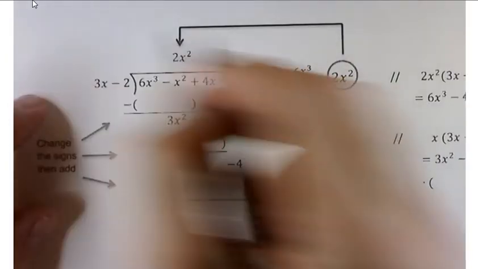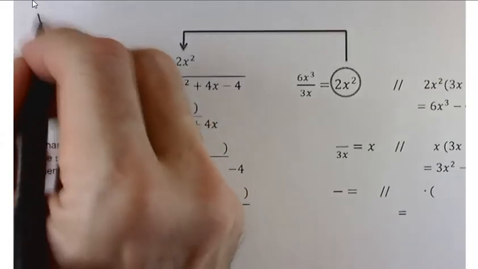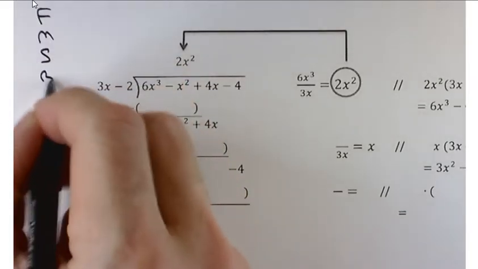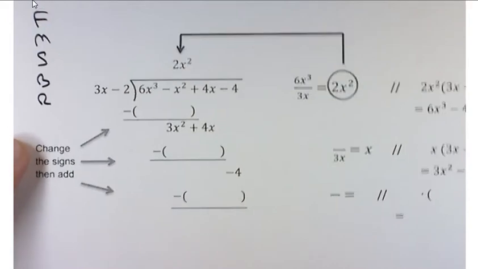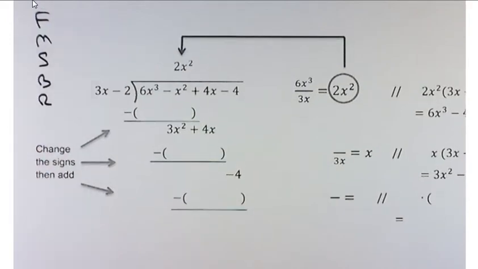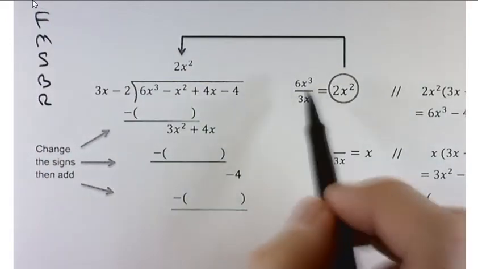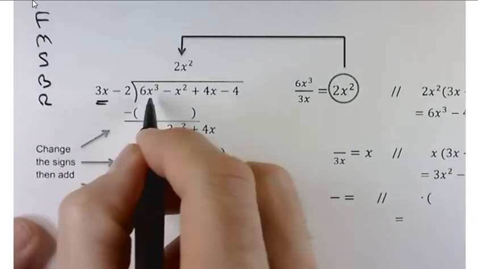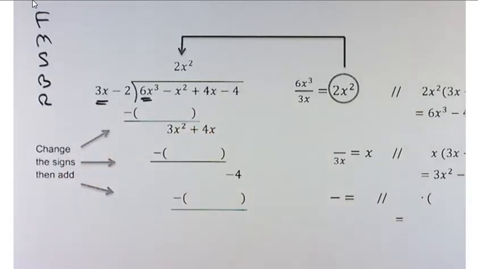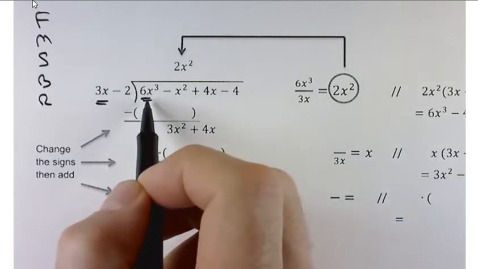Back to our same bunch of steps here. Father, mother, sister, brother, and then repeat. So the first thing to do is to figure out what you're going to multiply by. I helped you out on that one. You're going to compare the 3x and the 6x cubed. What do you multiply 3x by to get 6x cubed?